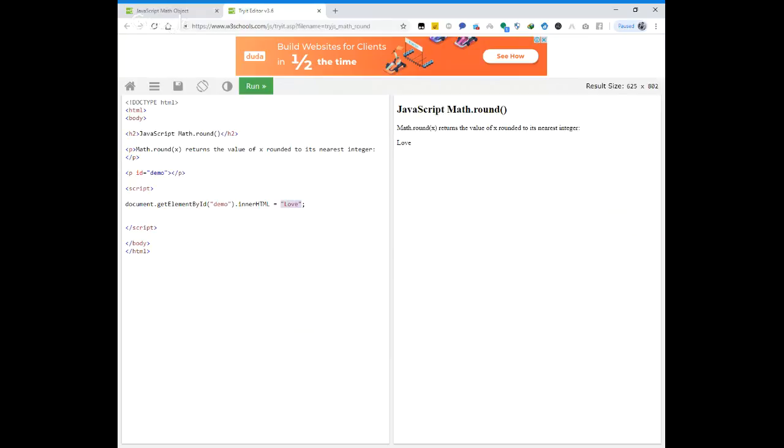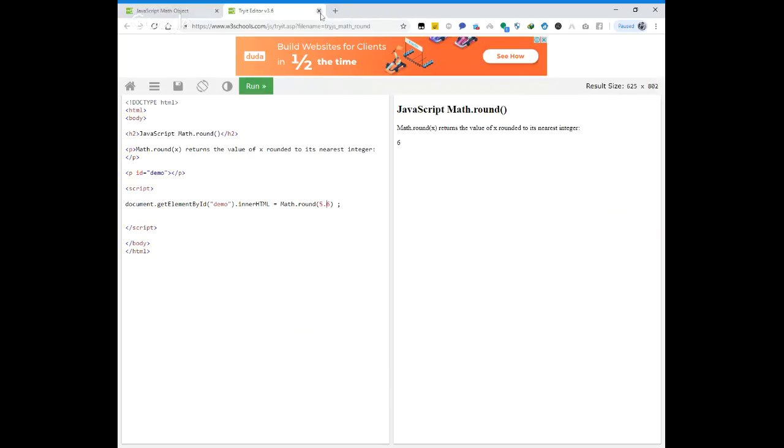First of all, our intention was the Math object. Math.round of 5.6. It will be 6. Remember, don't put double quotations around the function. It will mess it up.